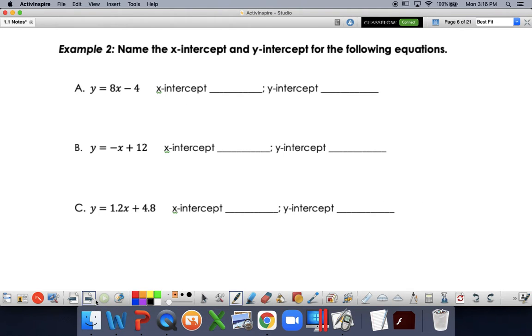All right, let's talk about how we can find some x-intercepts and some y-intercepts. So the first thing I notice about all of these equations that I have written in front of me is that they're in what we call slope-intercept form, and we'll get to that.